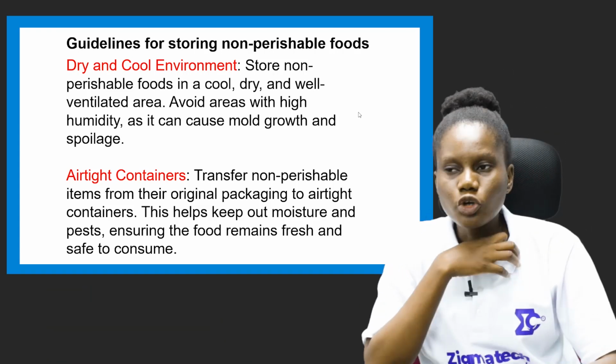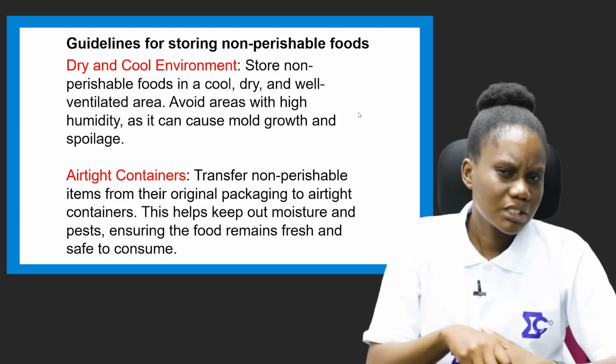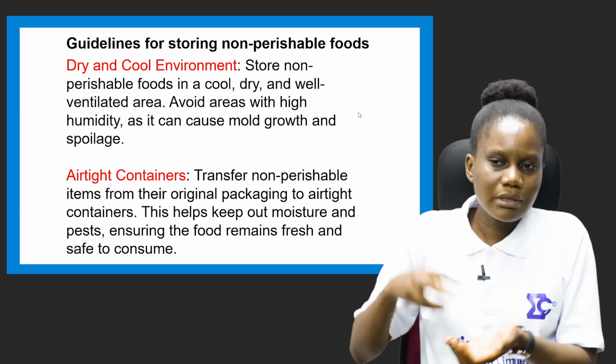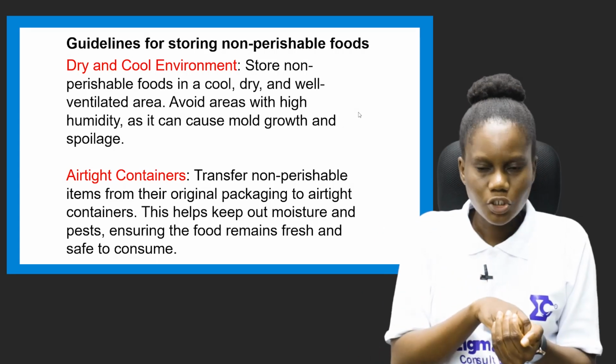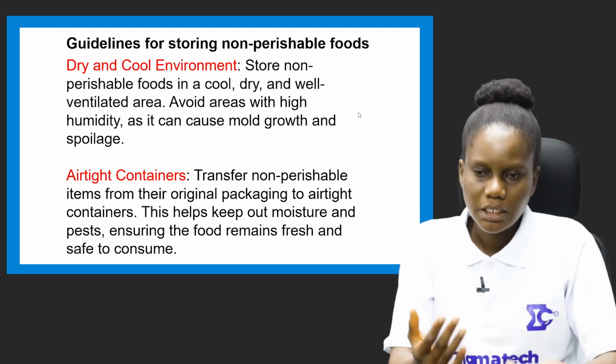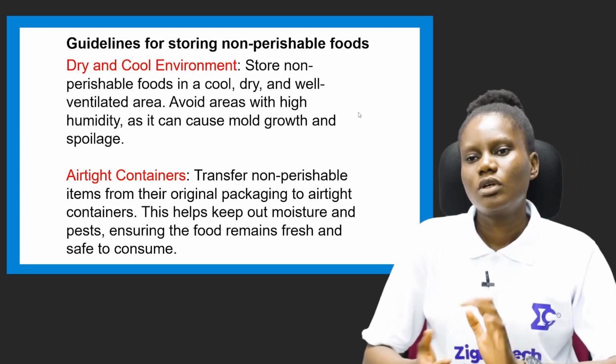For example, your rice or your beans, if you live in a pest infested environment, you can remove the rice from the sack or remove your beans from the sack and keep them in an airtight container to help to extend the shelf life. This helps keep out moisture and pests, ensuring the food remains fresh and safe to consume.